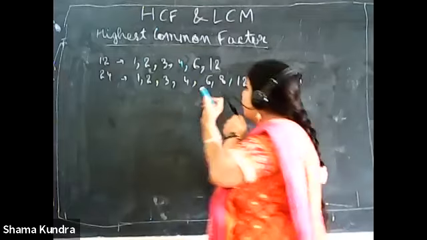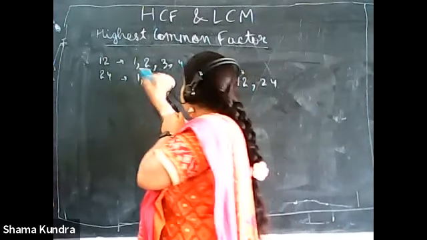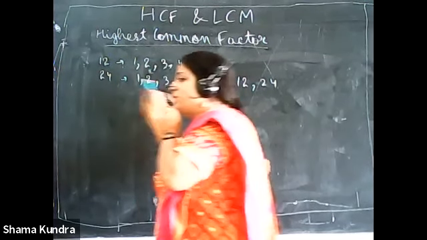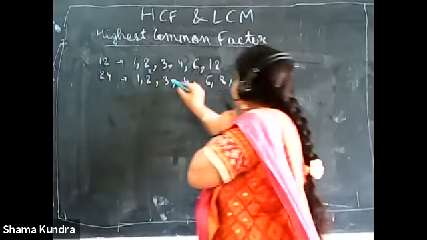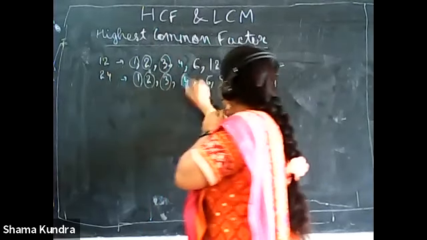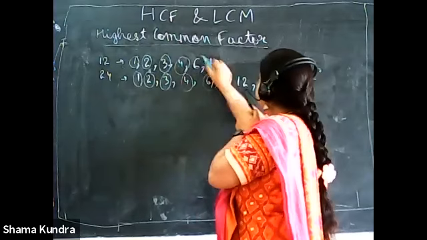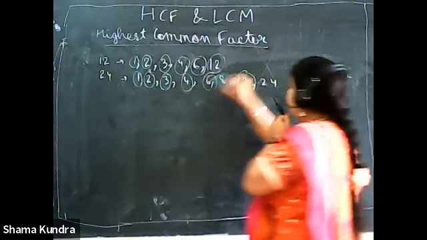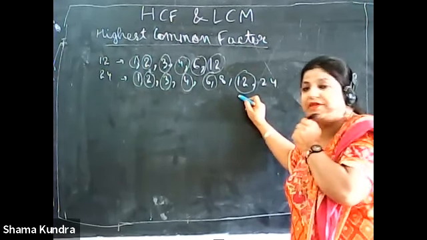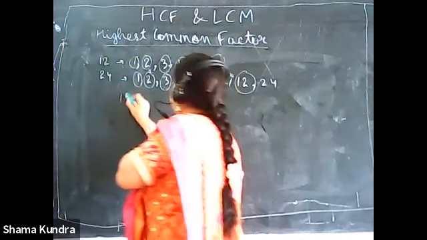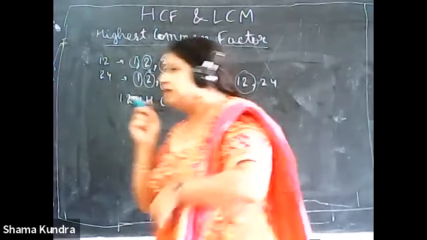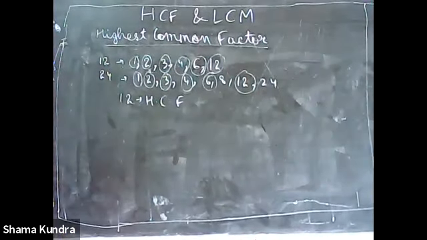Now, see what the common factors are, the factors which divide both 12 and 24. 1 is common, 2 is common, 3 is common, 4 is common, 6 is common, and last 12 is common. Now see which is the highest among these common factors. 12 is highest, so 12 is called HCF. Here 12 is HCF.